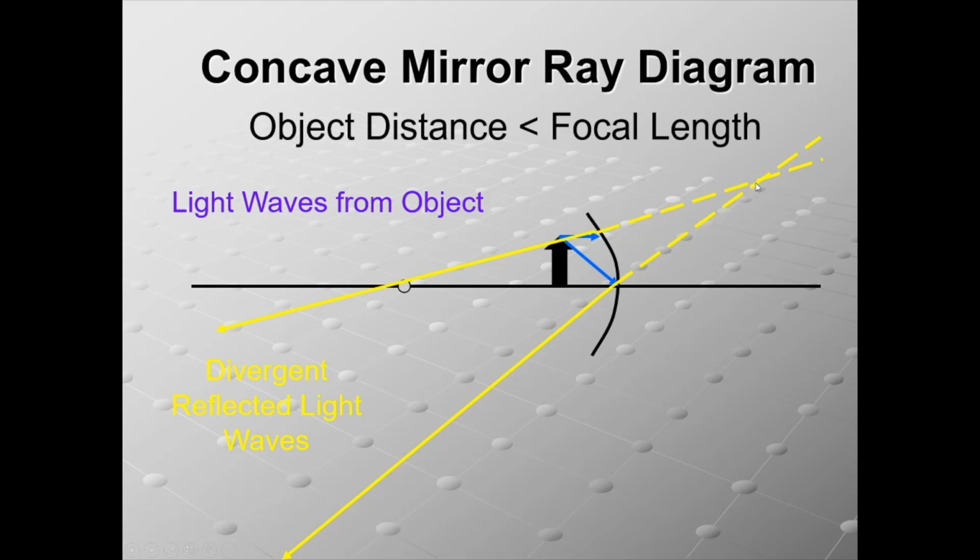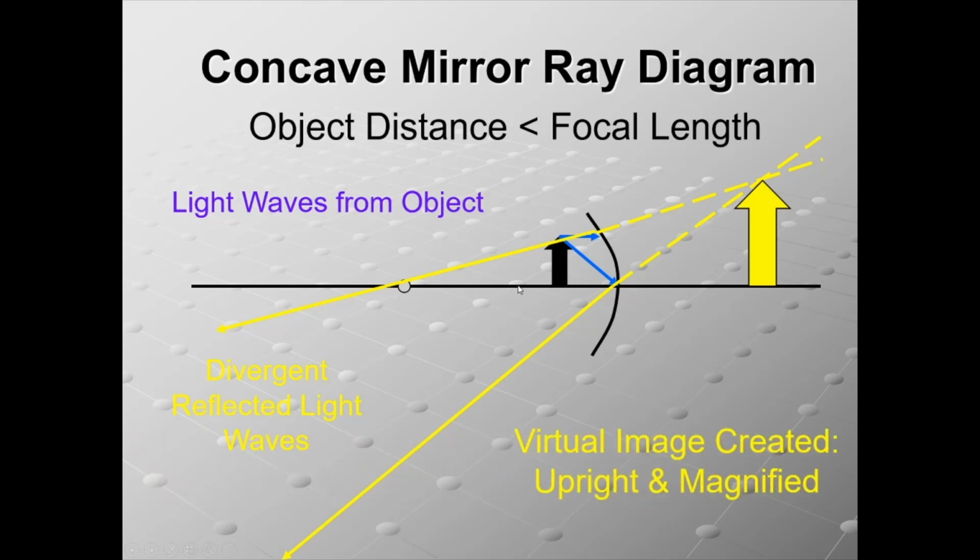So what's going to happen here is that that's where the object is going to appear. It's going to appear that it's on the opposite side of the mirror, just like with a flat mirror. The only difference here, though, is that now the object looks a lot bigger. So you can see here that if we are in between a focal point and the concave mirror, we're going to get a virtual image, but it's going to be magnified. Virtual image created, upright, and magnified.